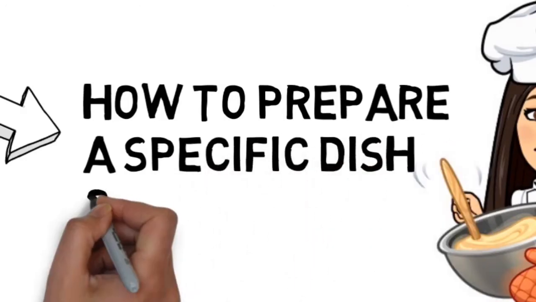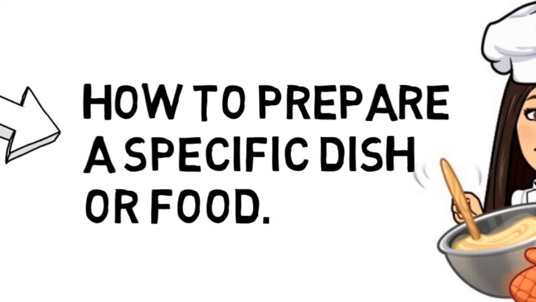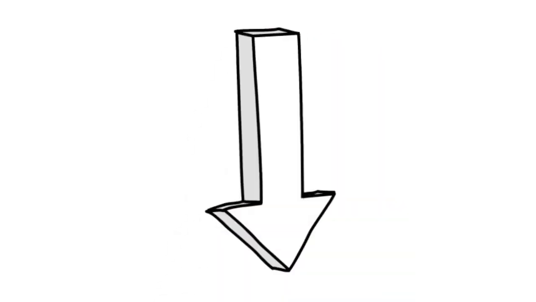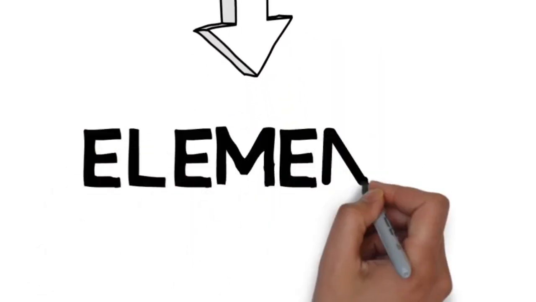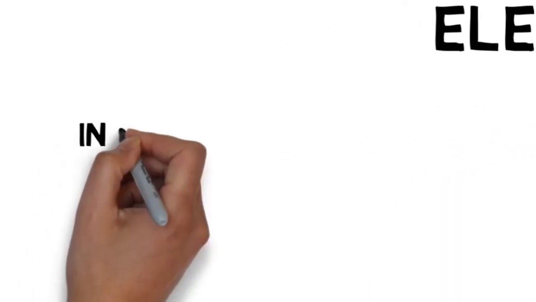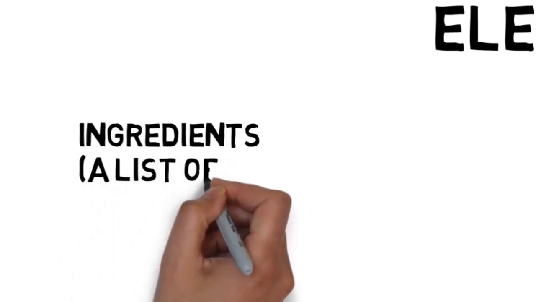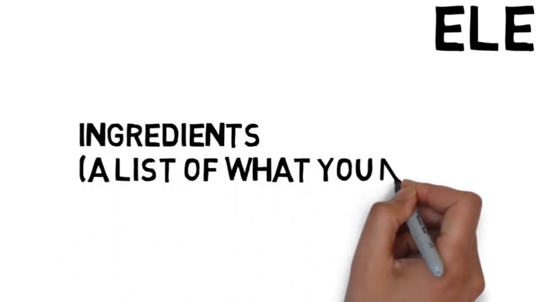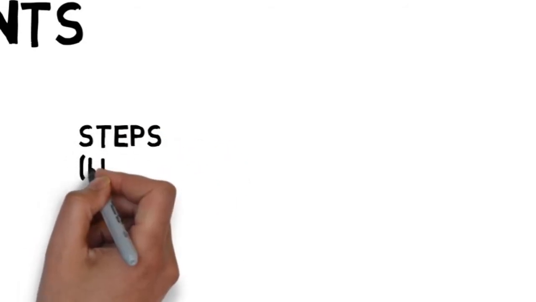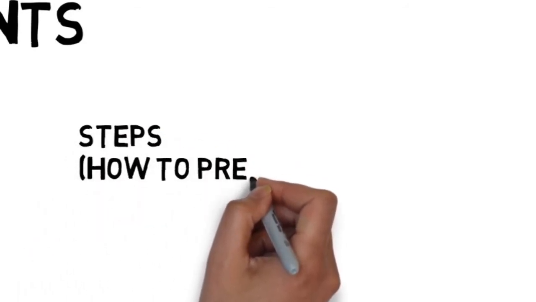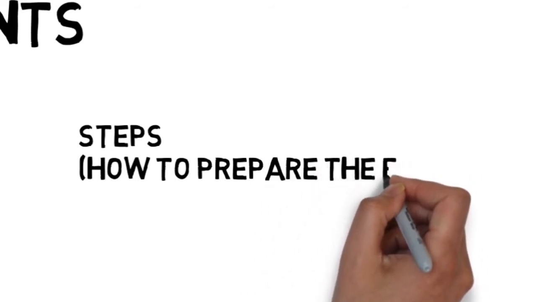For example, you want to cook a pizza? You need to have some elements to do it. They are the ingredients, a list of what you need to prepare something. We also have the steps. They tell you how to prepare or cook the food that you want. They are one by one.